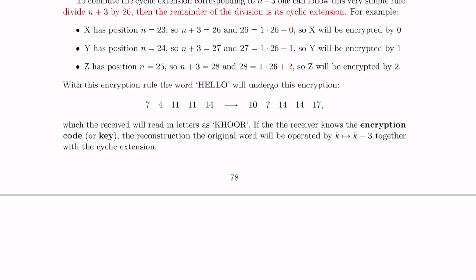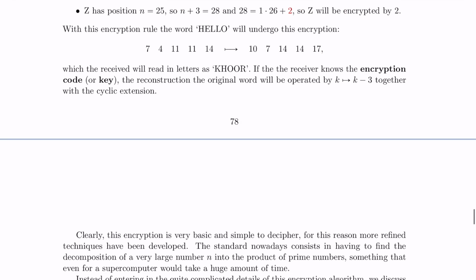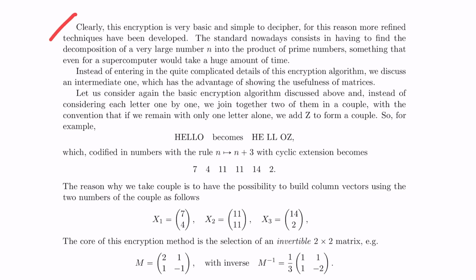In fact, it is enough to undo the original key by performing k goes to k minus 3, possibly together with the cyclic extension. As you can understand, this is a very, very basic encryption technique. It is very easy to crack the code, and so your secrets will not be safe anymore.